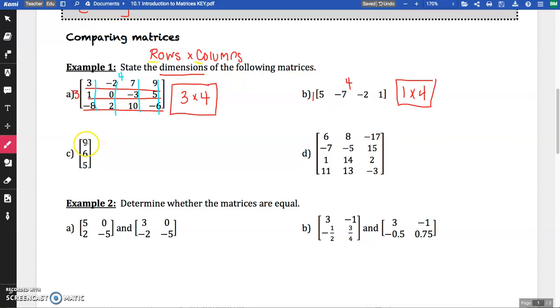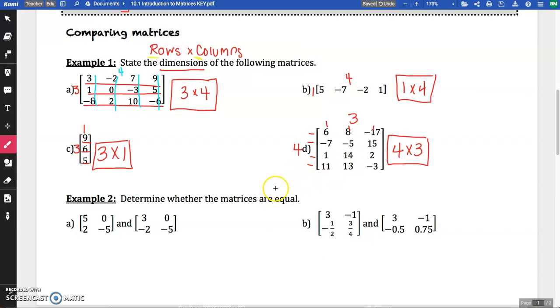The next one, I'm counting rows first. So I have 3 horizontal rows and only 1 vertical column. So this guy is a 3 by 1. And my last one here, counting rows first. So here's 1, 2, 3, 4 rows and 1, 2, 3 columns. So a 4 by 3. Okay, and those are our dimensions.